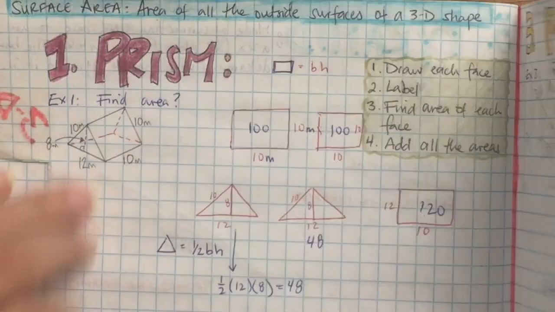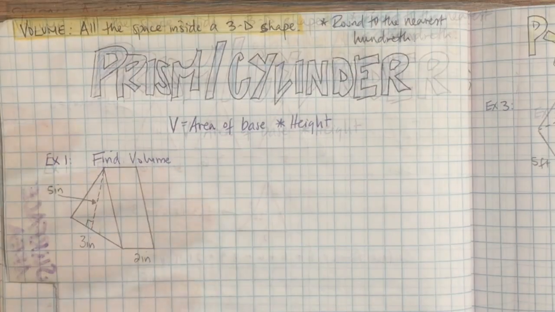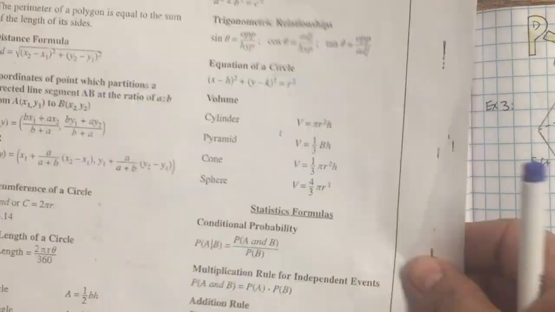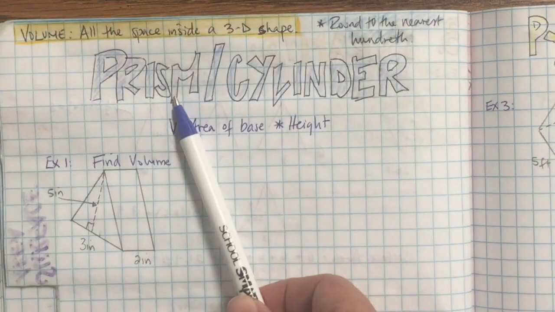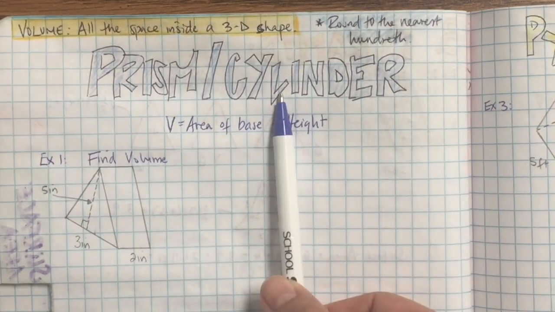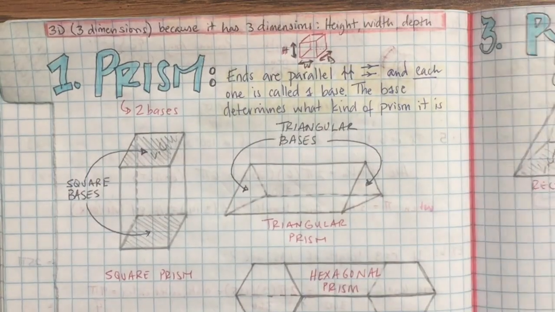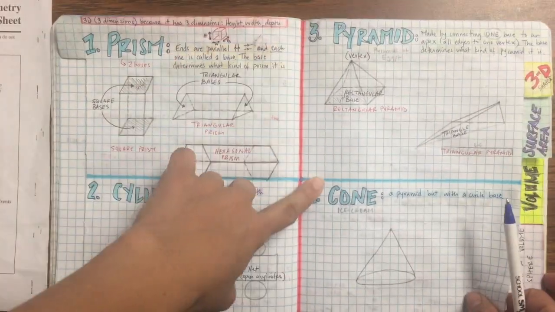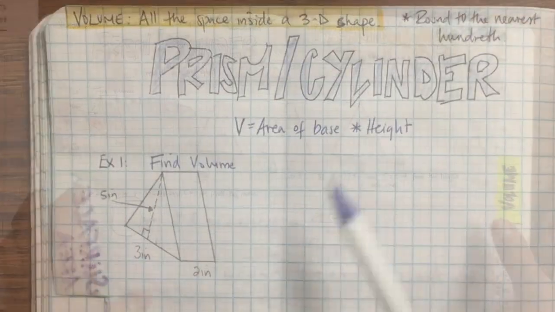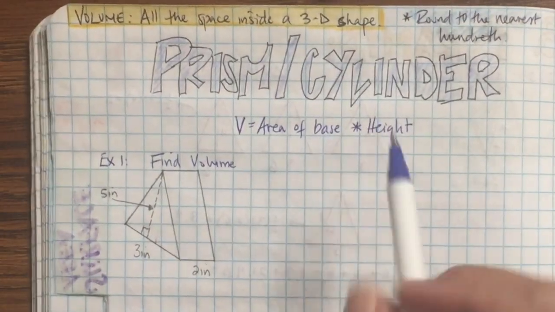Alright, so volume is the space inside the 3D. So area is around the 3D, volume is inside the 3D. And if you look on your reference sheet, you'll see all the volumes there except prism. But prism and cylinder are the same thing, because remember from our definitions, the only difference between a prism and a cylinder is the base is a circle. Pyramid and a cone, the base is a circle. So they're the same thing. So we're actually going to put them together.